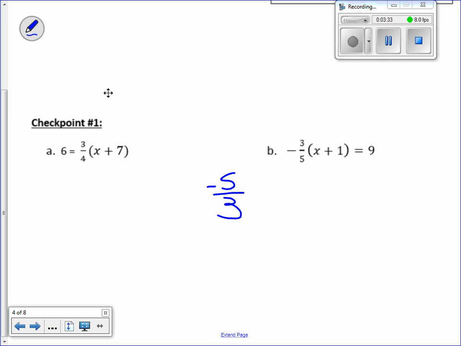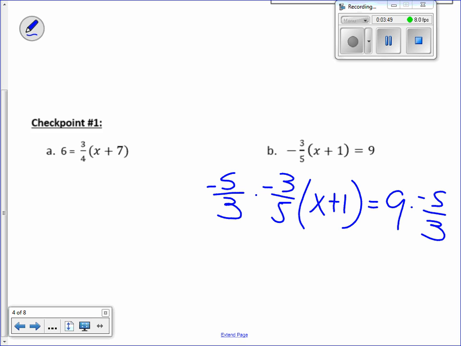So we have a negative 5 over 3 times a negative 3 over 5 times the quantity x plus 1 is equal to 9. Remember, what I do to one side, I have to do to the other side. So we're going to multiply that 5 over 3 on the other side also. We know that a negative times a negative is going to yield us that positive 1. So here these cancel out, and we're left with x plus 1 is equal to, if I simplify that, I get a negative 45 over 3. And a negative 45 over 3 will give me that negative 15.